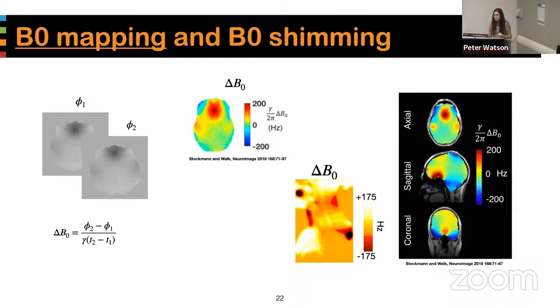Again, that's because of the nasal sinuses. You also see some offsets to the sides. That's because it's close to the ears. There's also a little bit of air there. Here's another example of the brain, different orientations.